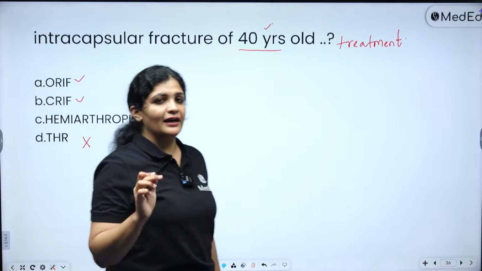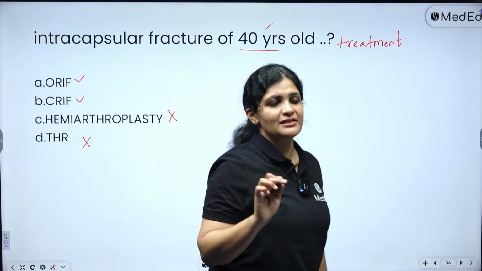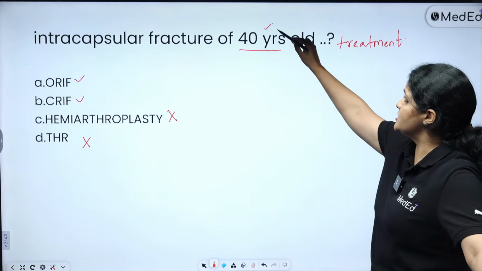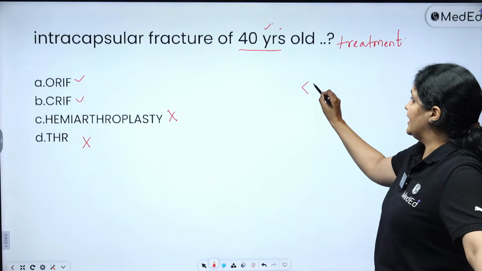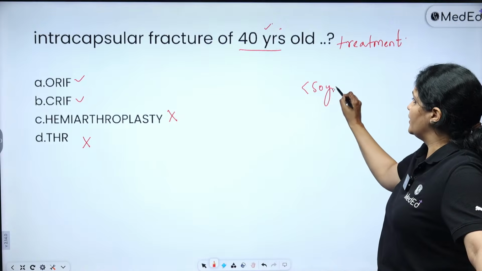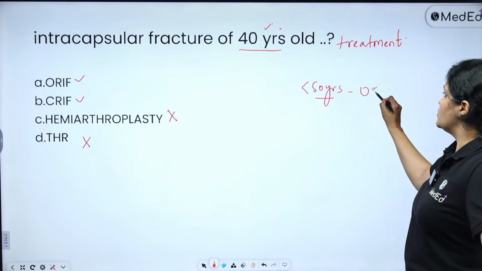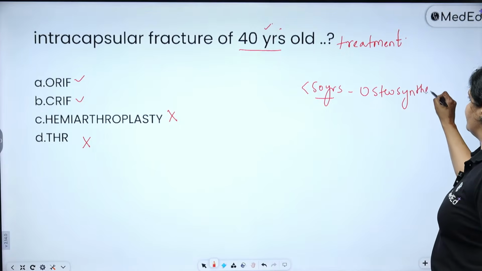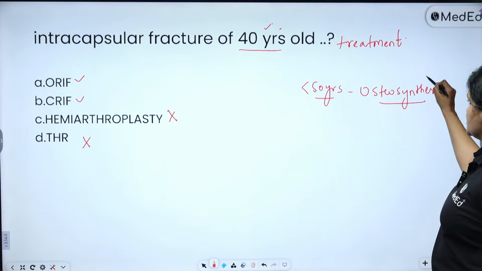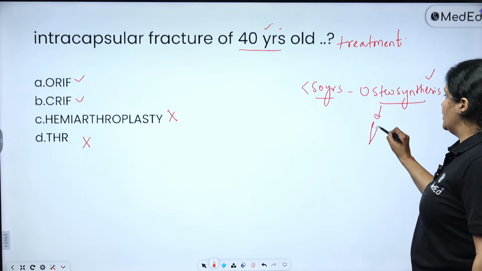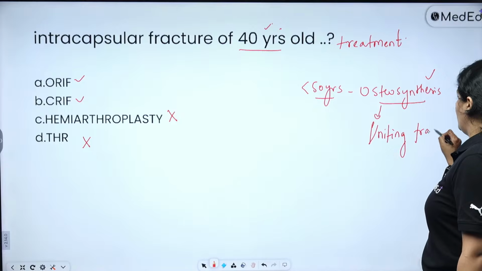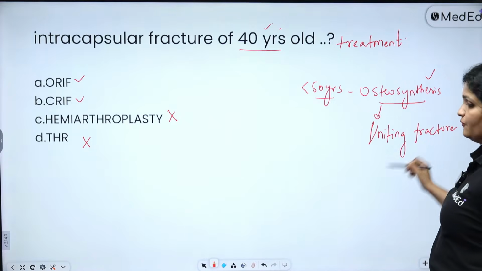So now again they are testing you on the knowledge of what an internal fixation is. Definitely not hemiarthroplasty, because the age is 40 years. I told you whenever the age is less than 50 years, we go for osteosynthesis. Please don't forget. That is, we have to think about uniting the fracture. So how do you unite the fracture? How do you fix the fracture?